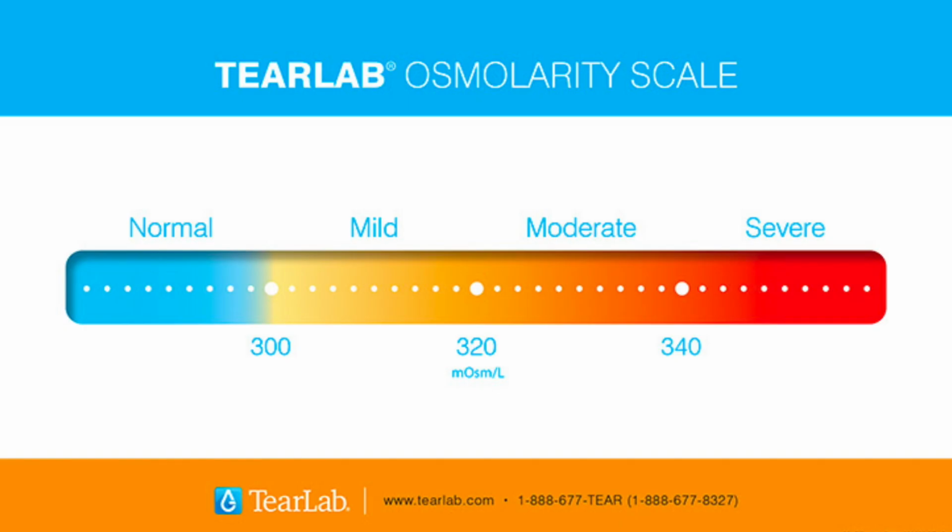A score below 300 is considered fairly normal, and anything above 300 indicates a loss of tear film balance. More severe dry eye is reflected through higher scores or large differences in readings between the two eyes.